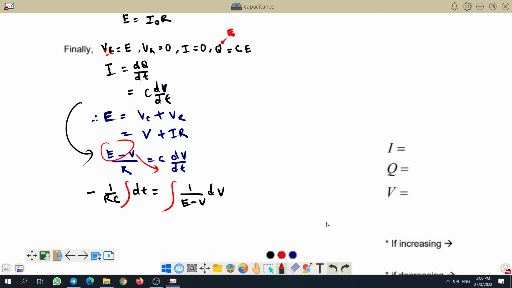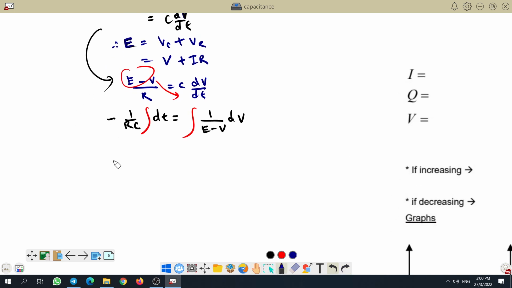So this is going to be negative 1 over RC, integrate T. From, kebalik lah, sebab dia charging. Tapi time masih sama. V-nya from 0 to V. VC, we are referring to VC. VC pada initially 0, to V.